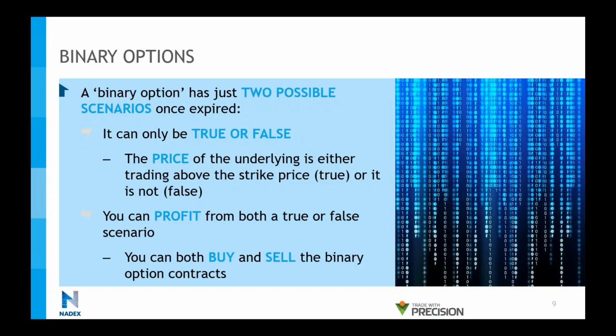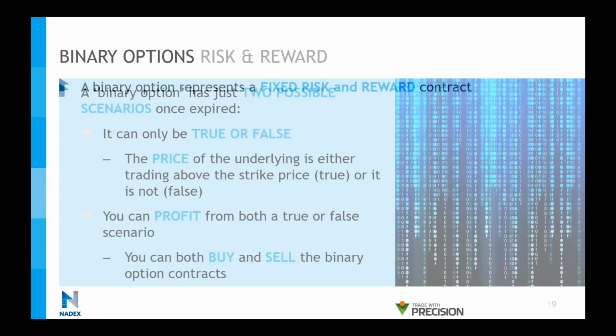So we have two states at expiry, worth 0 or worth 100. Nothing in between at expiry. On our way to expiry, we will realize price has the possibility to be within that range, but at expiry, 0 or 100. The good news is we can profit from both a true or false scenario because we can both buy and sell those binary option contracts.